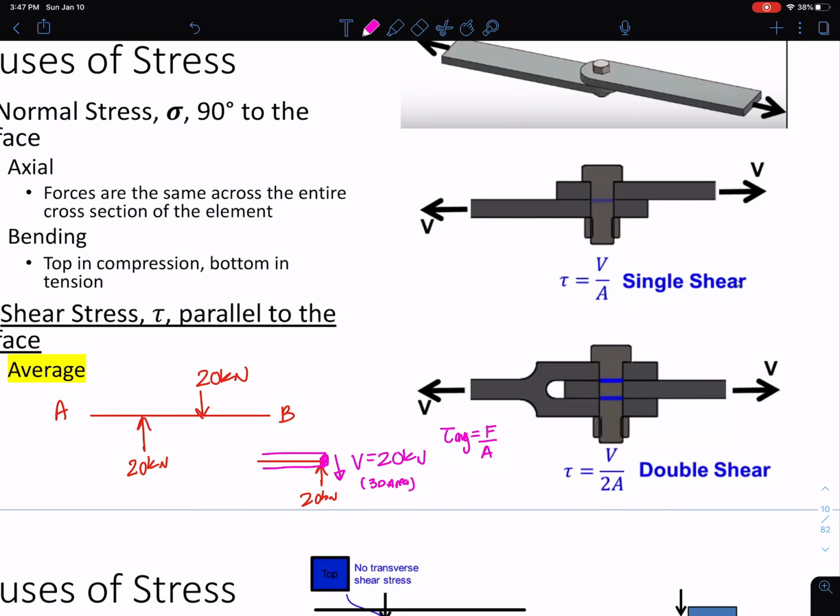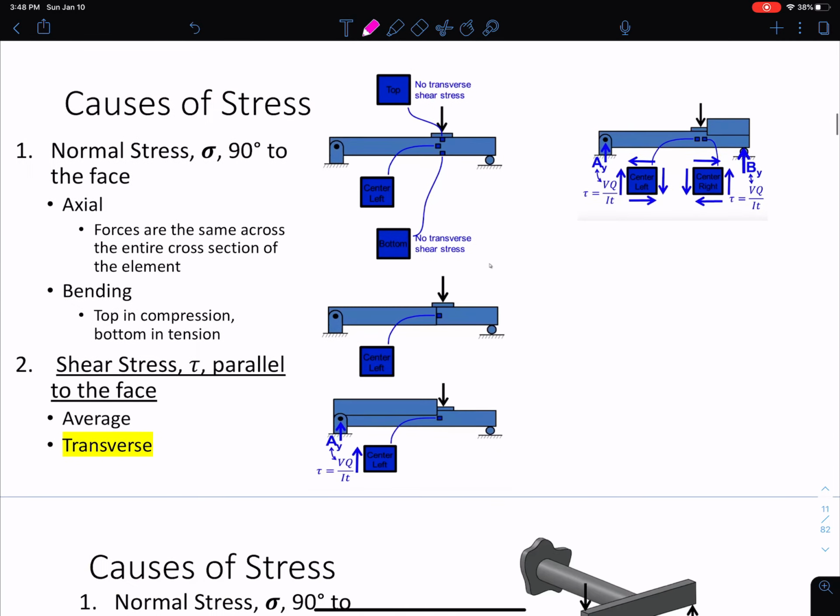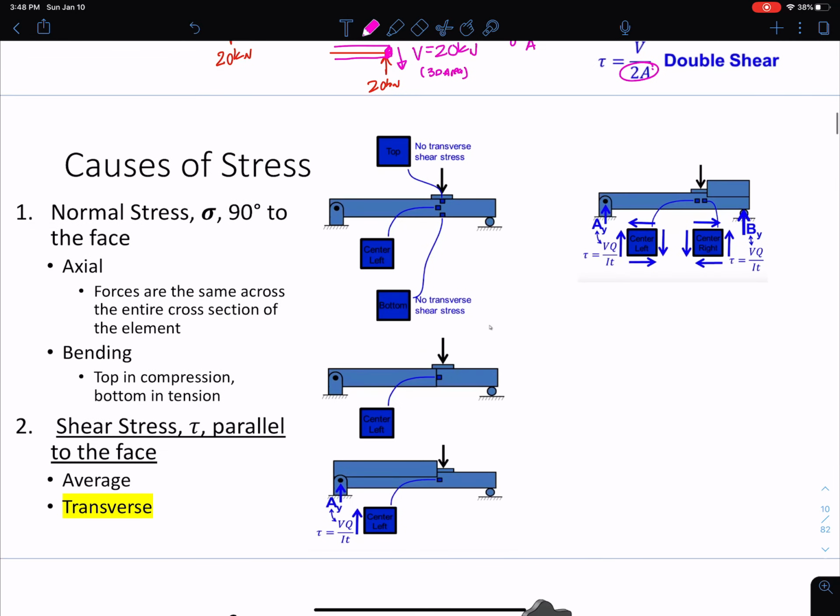Now that's for single shear. So what I have here is a bolt system, and you can see here only one plane passes through. So I only need to divide the shear force by A, but here if I have two planes, I need to divide the shear force by 2 times that area. Okay. And my last type, or actually no, second to last, I also have torsion. Second to last type of shear stress is transverse shear.